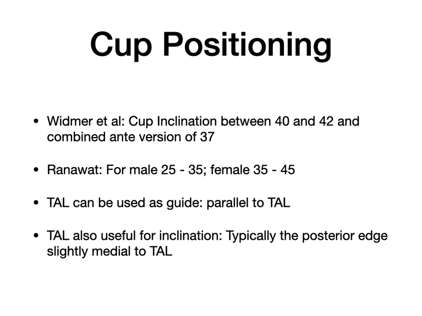Now, there are different thoughts on cup positioning. Widmer et al. said the cup inclination should be between 40 and 42, and the combined anteversion of acetabulum and femur should be 37. Ranawat has suggested it to be 25 to 35 in males and 35 to 45 in females. Now, for us, I think the most important thing that you can do to judge your cup is the TAL. As a guide, the inferior aspect of the cup should be parallel to the TAL.